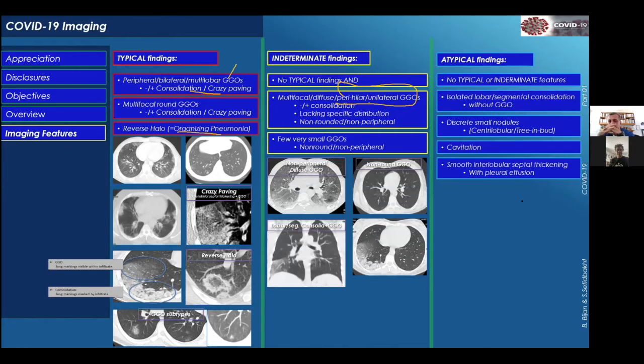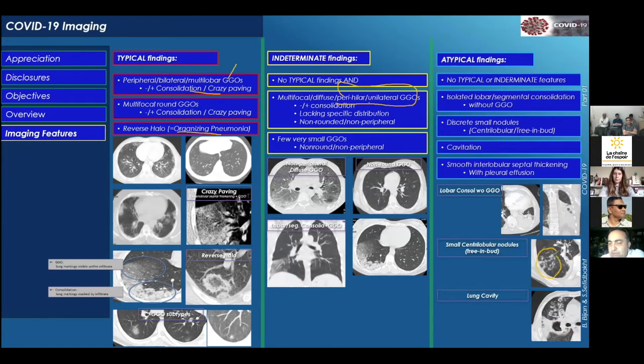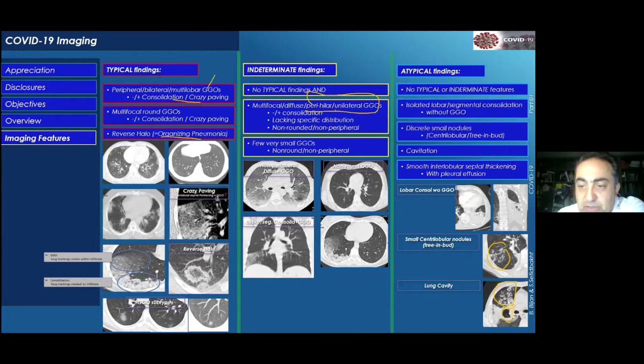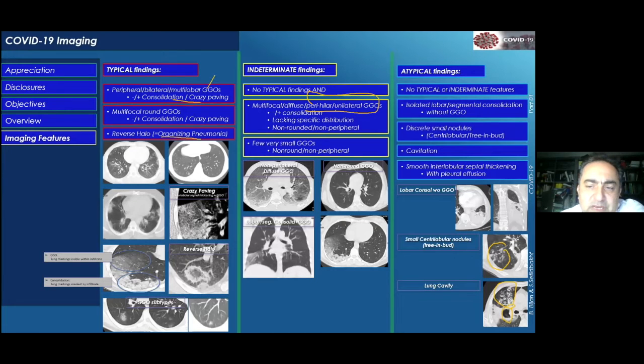Now, the atypical ones, like the ones that we talked about, are these. For example, if you see tree-in-bud, you have to have another set of diagnoses. If you see this kind of bronchiectasis with areas of cavitation this big, then you have to look for another diagnosis. So these are atypical findings, very atypical. Therefore, you have to look for the alternative diagnosis. Now, this was a review of what we said last time.